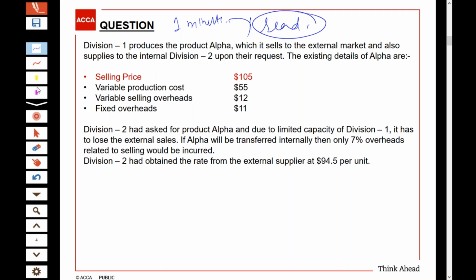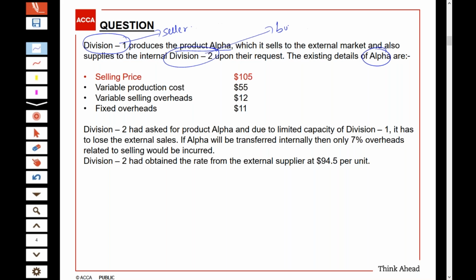Okay. Now, students, this is the question which I am going to read, and you should pay your high level attention. Division 1 produces the product alpha which it sells to the external market and also supplies to the internal division 2 upon their request. The existing details of alpha are, what is alpha? This is the product. Now, division 1 is the seller, division 2 is the buyer.